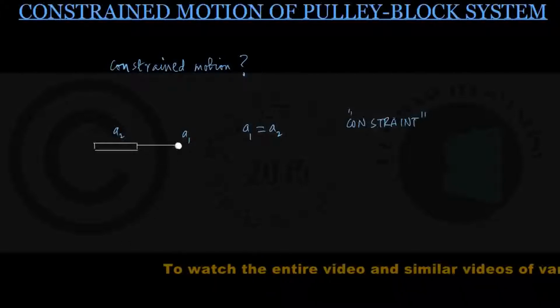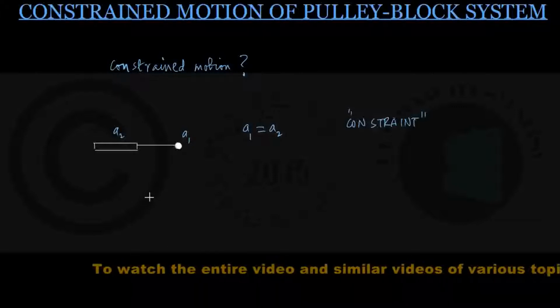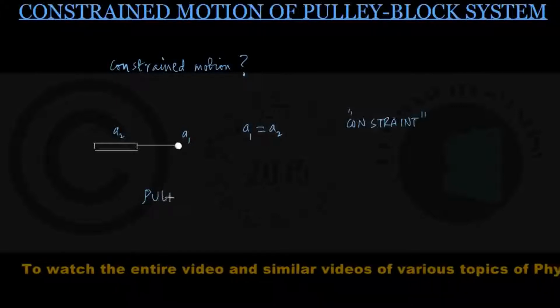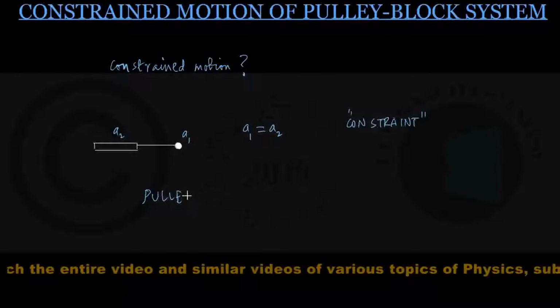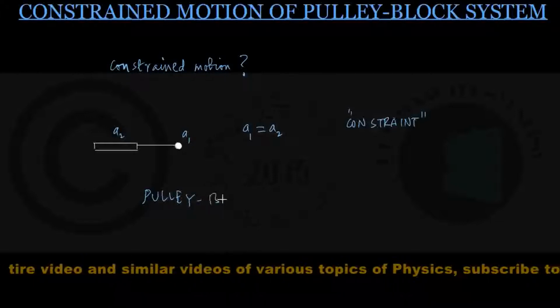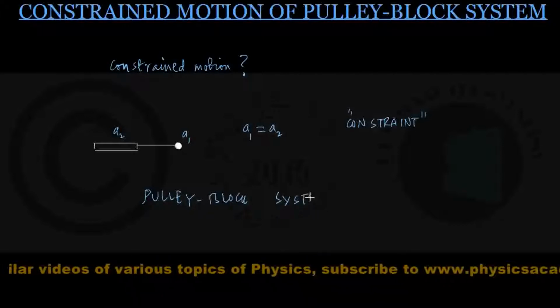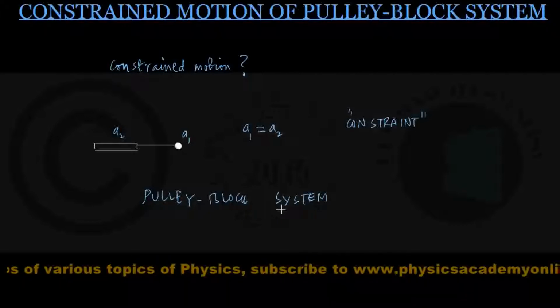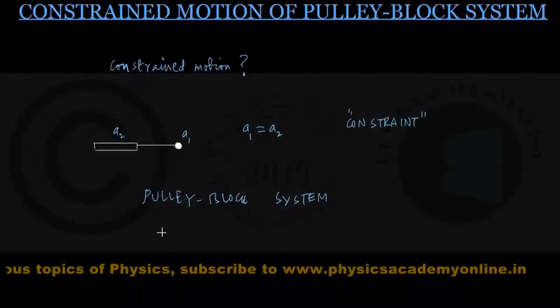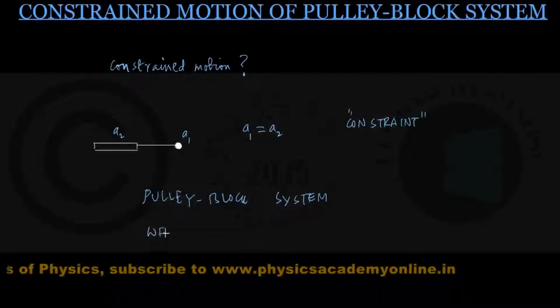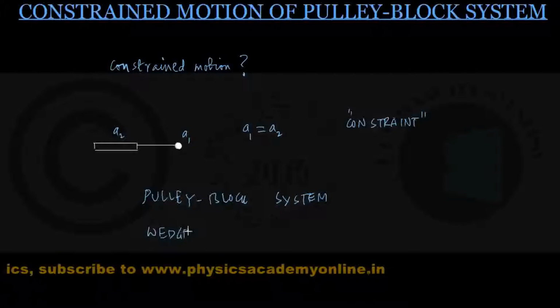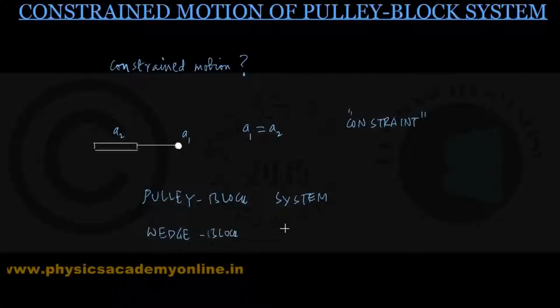We shall mainly study two types of system. One is called a pulley block system, as we shall see shortly. And the other type of system whose constrained motion will be discussed in my classes will be the wedge block system. So let us first start with the case of pulley block system.